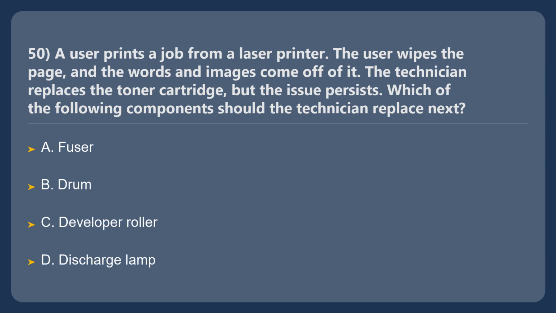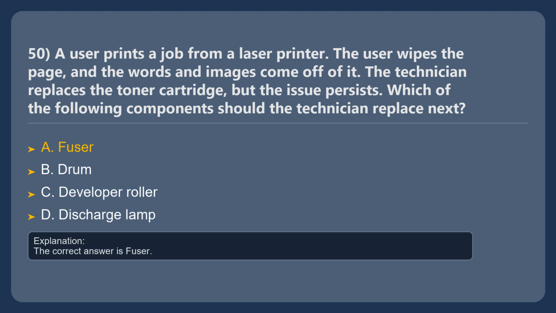Question 50. A user prints a job from a laser printer. The user wipes the page, and the words and images come off of it. The technician replaces the toner cartridge, but the issue persists. Which of the following components should the technician replace next? Option A, fuser. Option B, drum. Option C, developer roller. Option D, discharge lamp. The correct answer is option A, fuser.